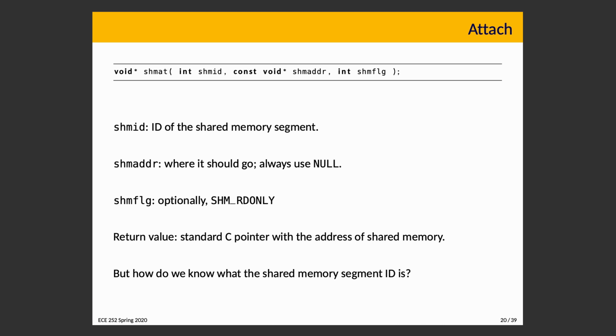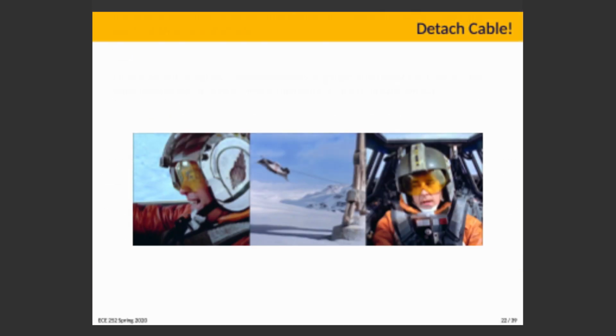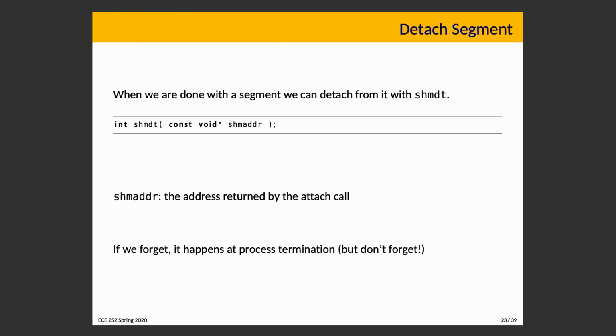Now, the return value from the attach call is a standard C pointer. It's a void star pointer with the address of shared memory, so it tells you, this is a pointer to the shared memory. Okay. If we're done with it, we can detach. And for that, we just call shared memory detach. It is very easy. It takes only one parameter, and it is whatever value you were provided by the call to the attach function.